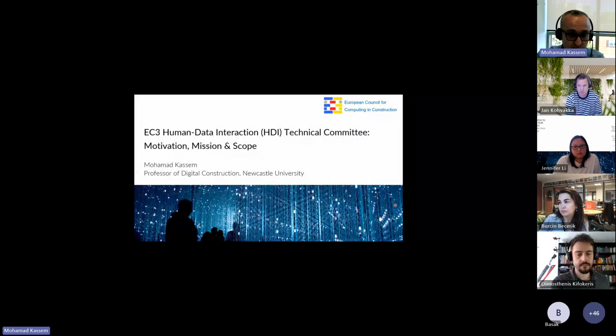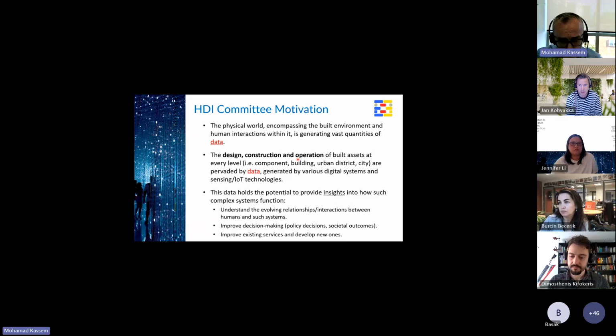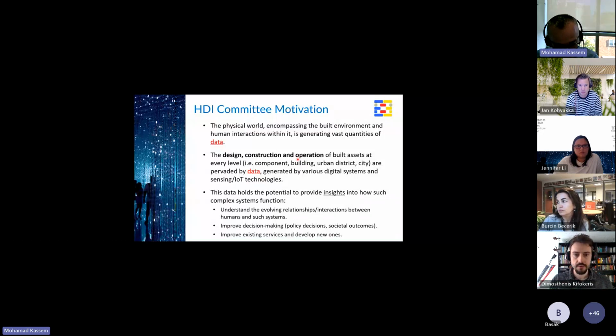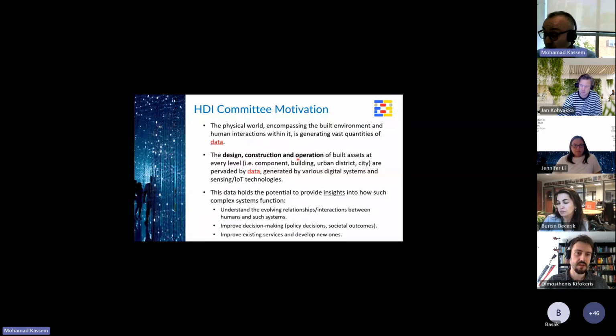So to start with, if we talk about the physical world, and with physical world we refer to the built environment and occupants, humans living and interacting with it, it is generating a huge amount of data. I tried to look at how much data is generated daily before starting the presentation, and the number is something like more than 400 billion gigabytes daily. So it's a huge amount of data.